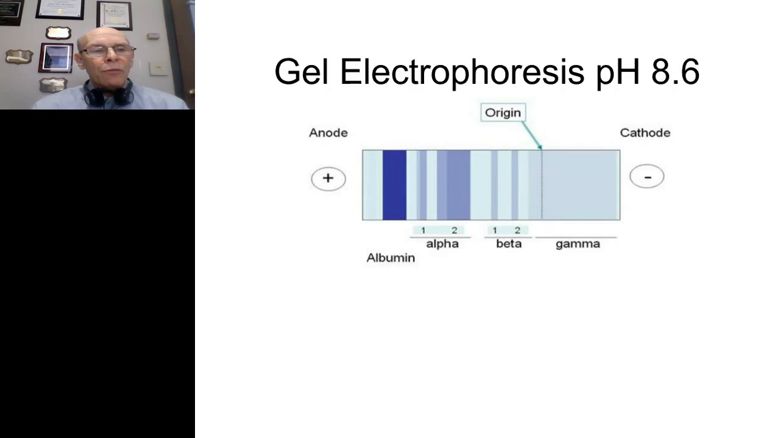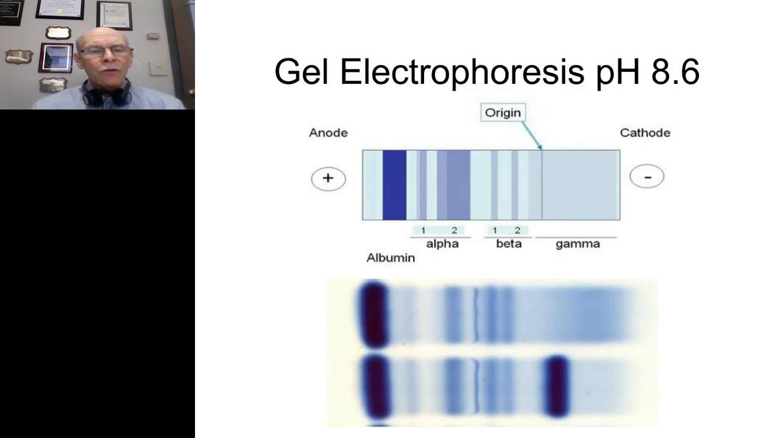Normal serum has the major proteins shown in this cartoon. Albumin, toward the anode, is the large band. Alpha-1 globulin, alpha-2 globulin, beta-1 globulin, beta-2 globulin, and gamma globulin. The amount of protein in each major band is determined by making a densitometric scan of the gel and using a total protein measurement of serum to identify the quantity in each region.